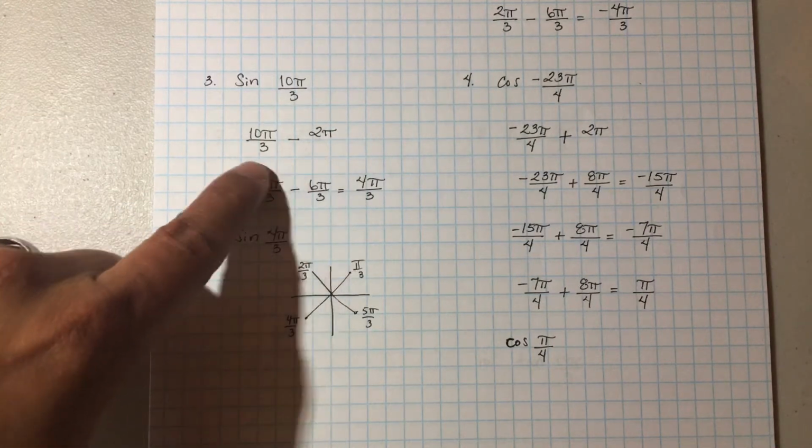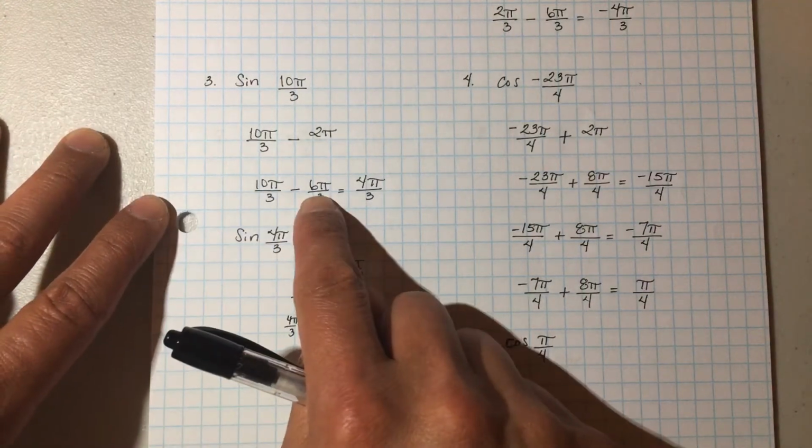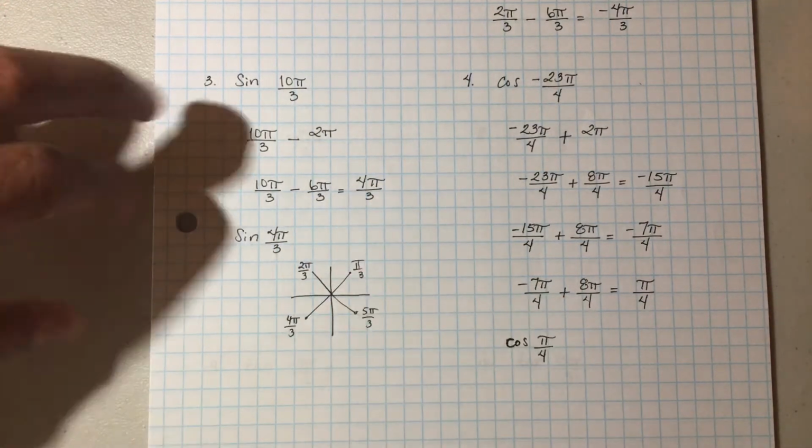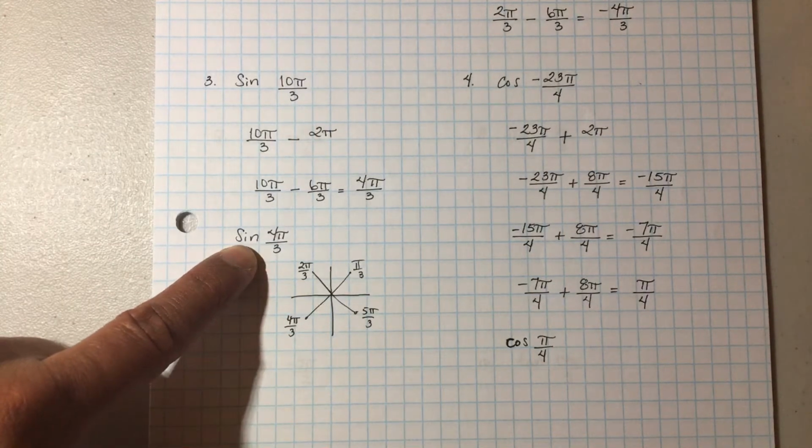Well, how do you do that? Well, 2 times 3 is 6, so 6 pi over 3. 10 pi minus 6 pi is 4 pi over 3. So sine of 10 pi over 3 is the exact same value as sine of 4 pi over 3.